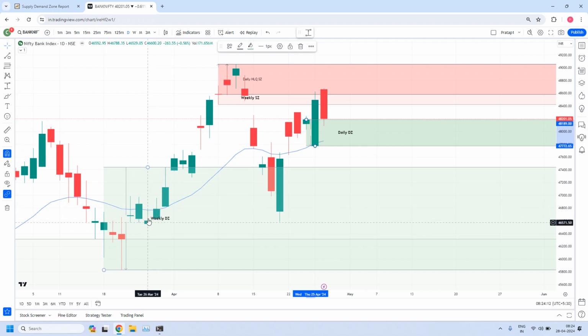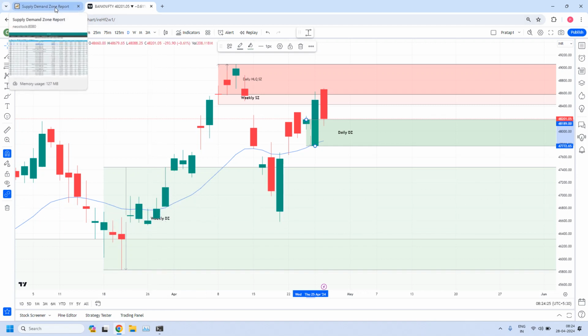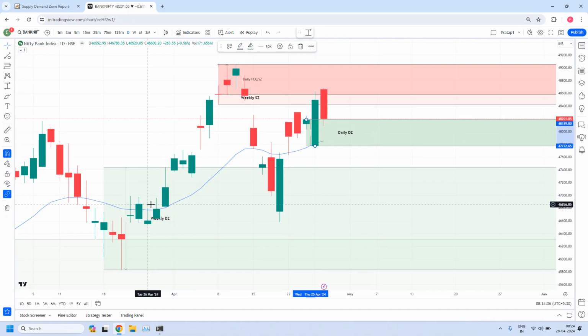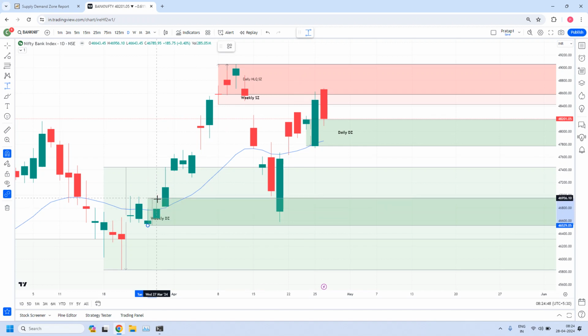Many people think this is a base candle, right? But actually, see here, this is a drop candle, drop base rally. Let us see what our software is telling about this zone. See here, this is a DBR, drop base rally. Because of the hidden body you are going to add, and because it is a drop base rally, the lower of even the legging also you need to consider. That way you will get a zone like this.